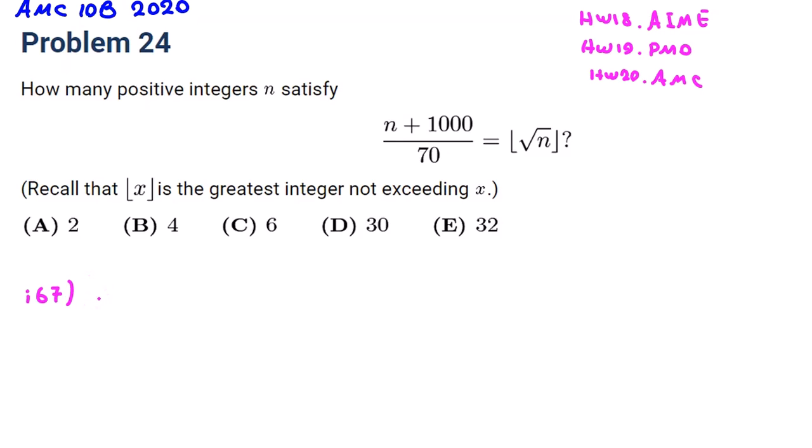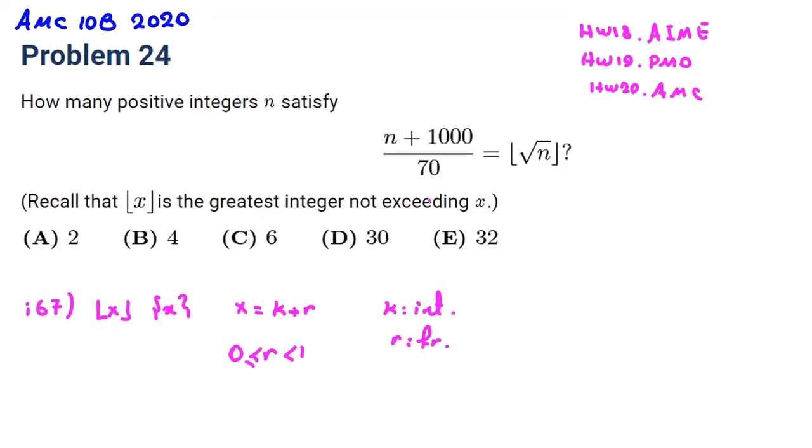When you see floor of something, you are working with floor or, for example, fractional part. You can say x equals k plus r, where k is the integer part and r is the fractional part. And the important thing is that r is greater than or equal to 0 and less than 1. By using this inequality, you can solve the problem. Okay. So for this one and many other problems, you can use this idea. Try this problem first on your own.